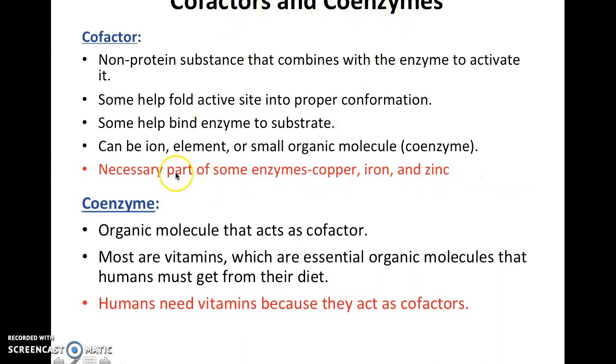Cofactors and coenzymes. A cofactor is a necessary part of enzymes, and some examples include copper, iron, and zinc. And many organic molecules act as cofactors, and most vitamins are also coenzymes, and they're also called cofactors. So vitamins can be called coenzymes or cofactors, and we need these vitamins because they act as cofactors or coenzymes in order to allow metabolic reactions to take place in our bodies.